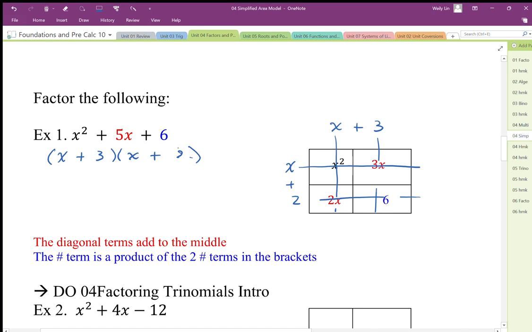And this then justifies our length and width of x plus 3 as our length, x plus 2 as our width, and then this x squared plus 5x plus 6 indicates the area made by those two lengths and widths.